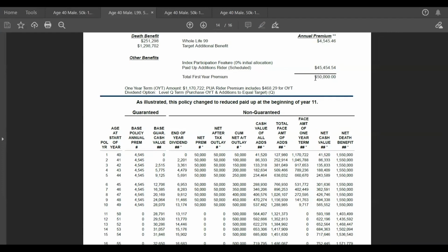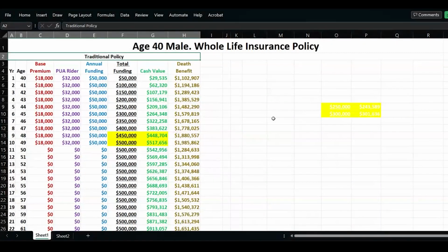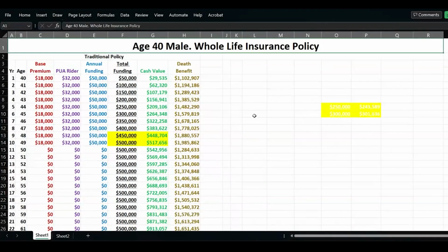So let's look at the two side by side here. This will be interesting. So here's our first policy, the traditional policy that is pitched as a high cash value policy. And what do you notice? On the left, in red, you've got your base premium at $18,000, then your PUA payment at $32,000 for a total of $50,000. There's your first year cash value. This is exactly what we looked at on the detailed illustration. What's highlighted in yellow represents your break-even point. You're very close in year 9 in this particular example.